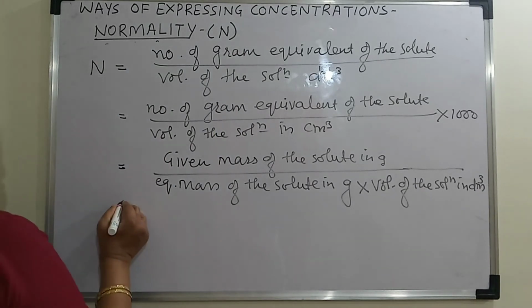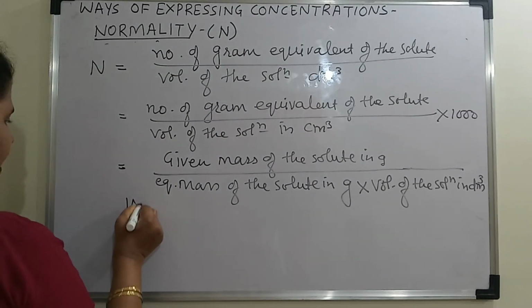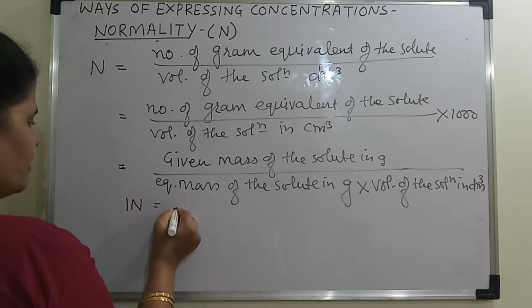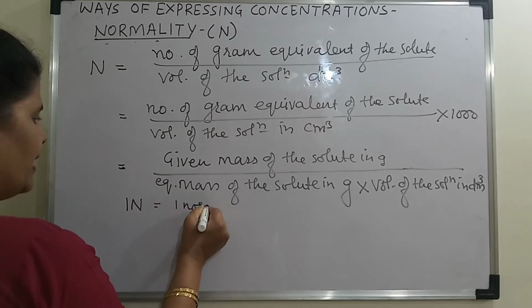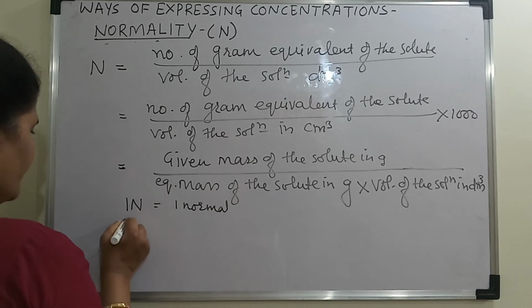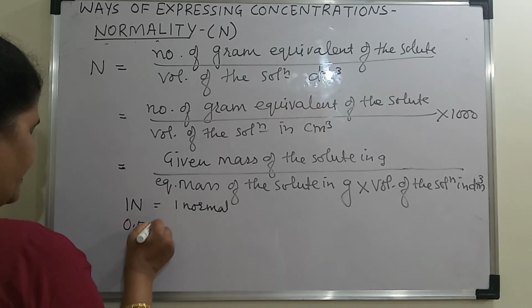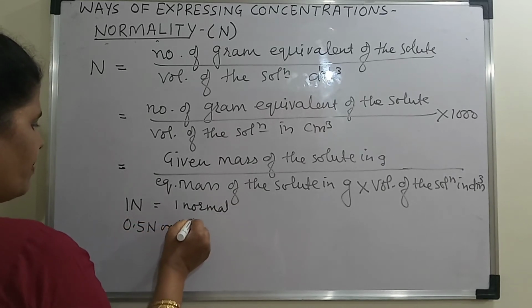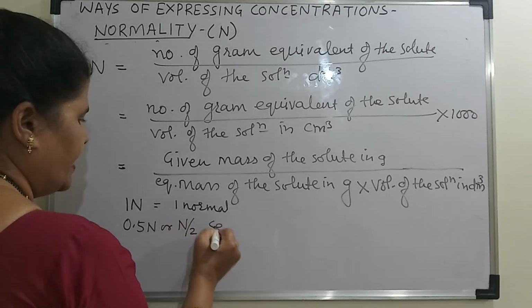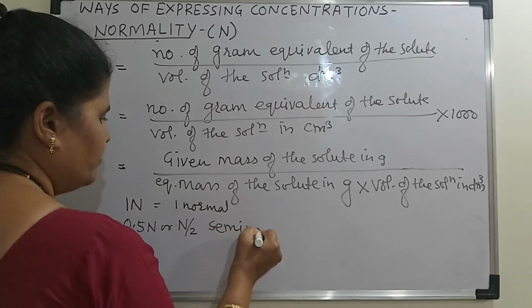Students, if it is written that the solution is 1N, what does it mean? That the solution is 1 normal. If it is 0.5 N or N by 2, it means it is semi-normal.